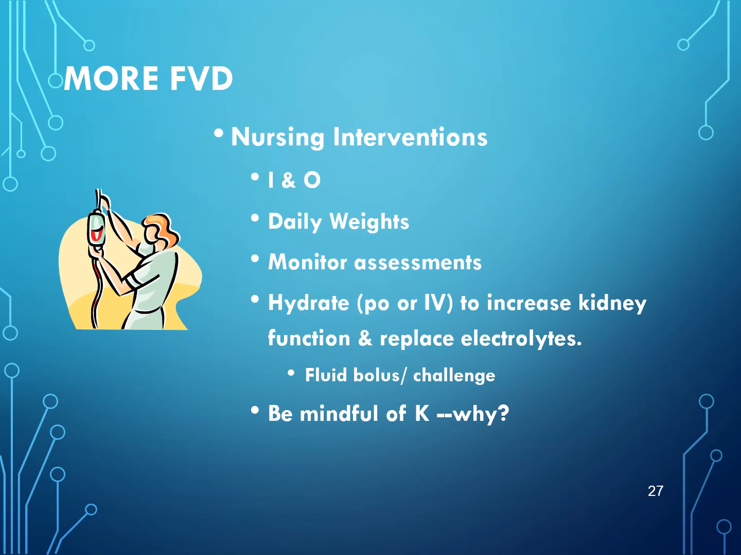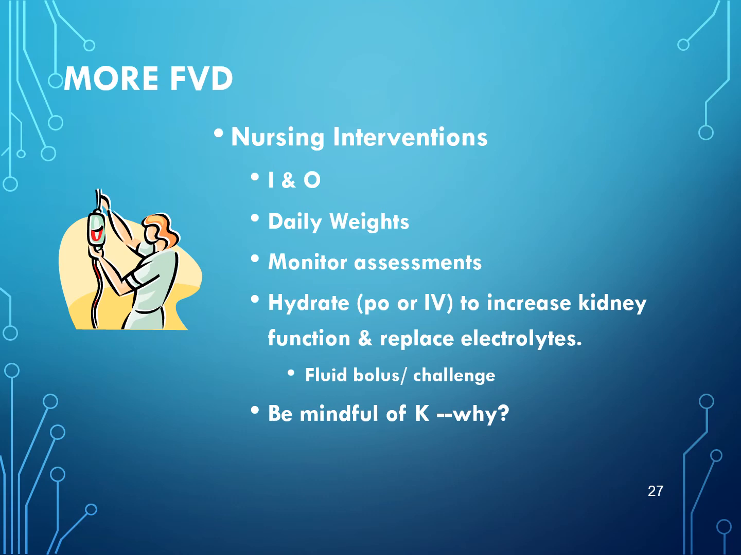So nursing interventions. What are we going to do to help a client experiencing fluid volume deficit? We're going to monitor intake and output, especially urine output and any IV fluids that are going in, what they're drinking. We're going to do daily weights because 1 liter of fluid is equivalent to how much weight. Make sure that you have that down and memorized. We're going to monitor assessments. So what's changing? Are we seeing improved skin turgor, their level of consciousness, what's going on with our client?